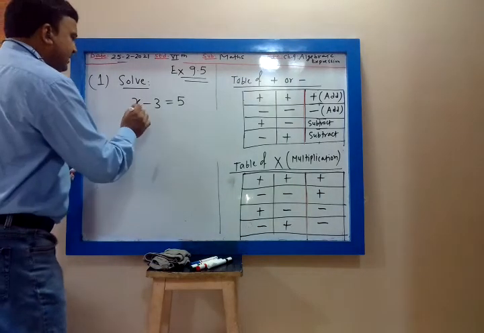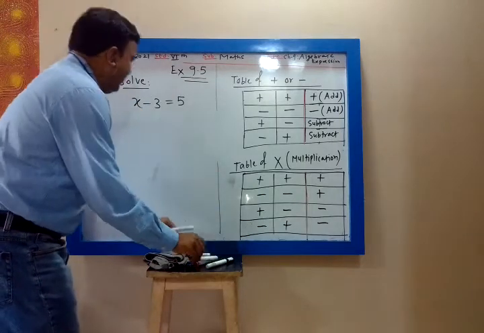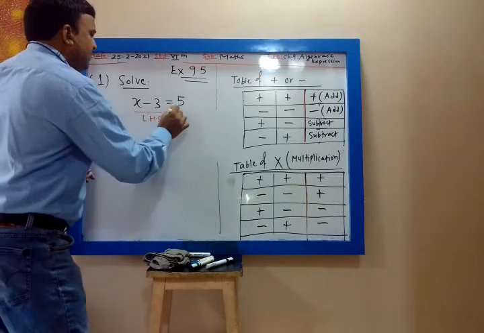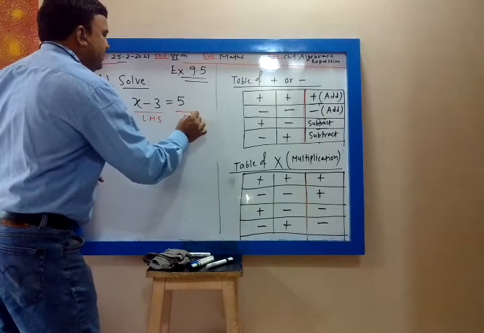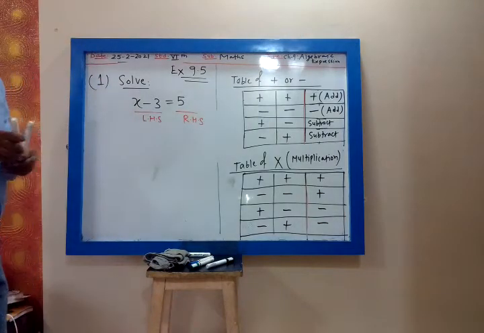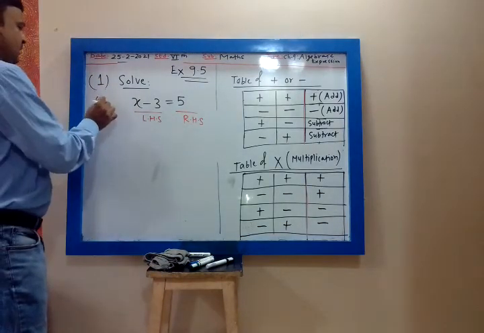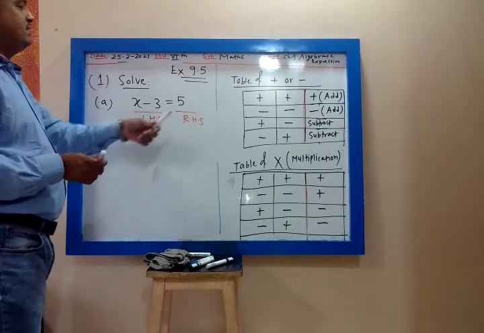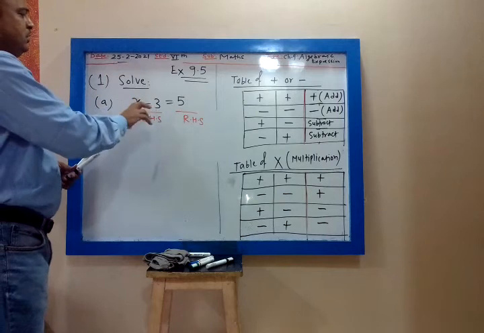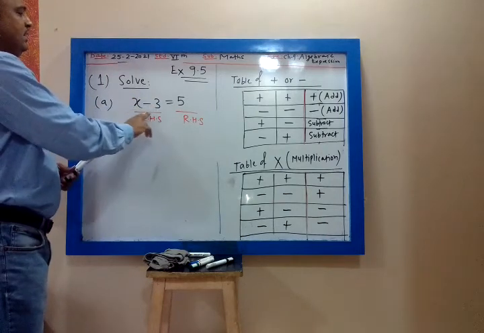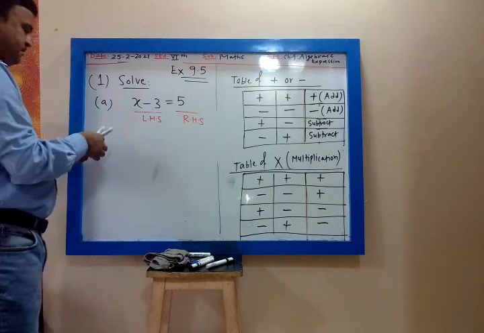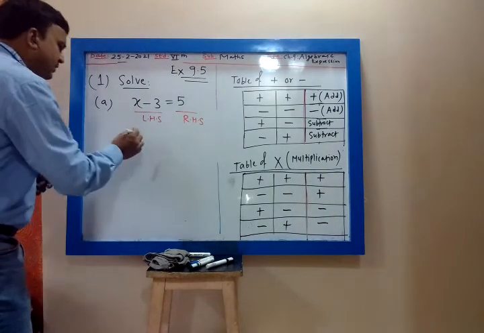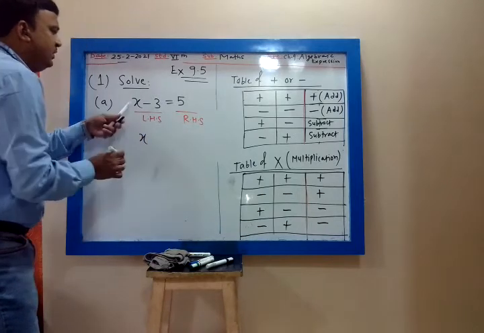This is my left hand side, and this is my right hand side. Before the equal to is my left hand side, after the equal to is the right hand side. Now what we do, we keep the variable on the left hand side and all the numbers on the right hand side. Yes, you have to write. So now x will take x only.